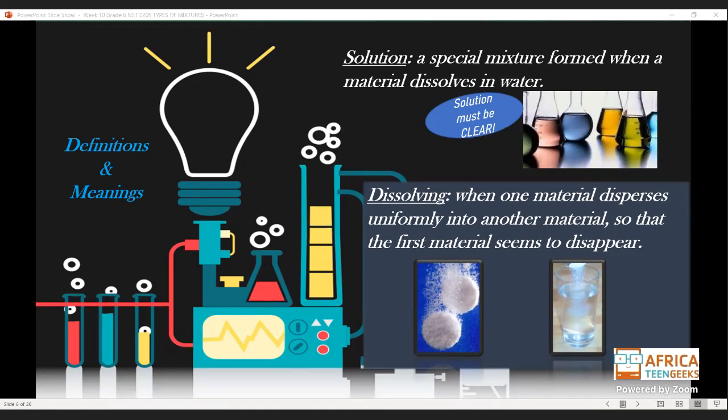So dissolving is when one material disperses uniformly, oh, I spelled that wrong now, into another material so that the first material seems to disappear. Does that help?